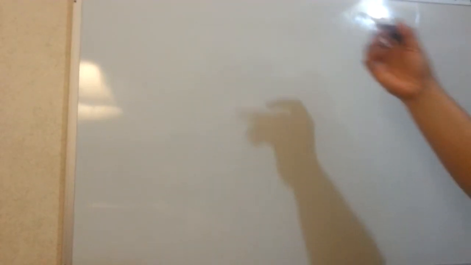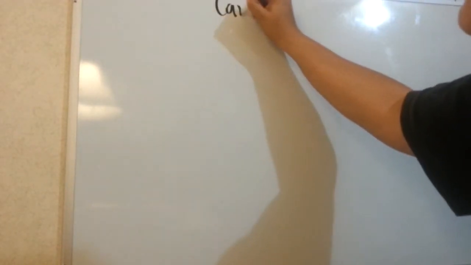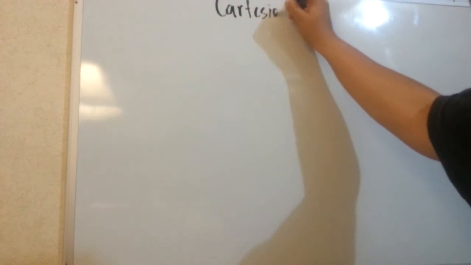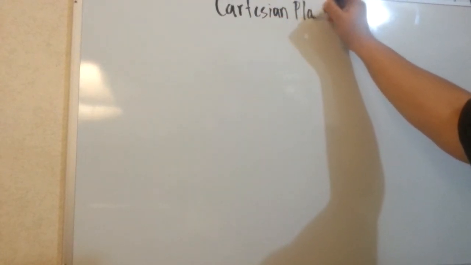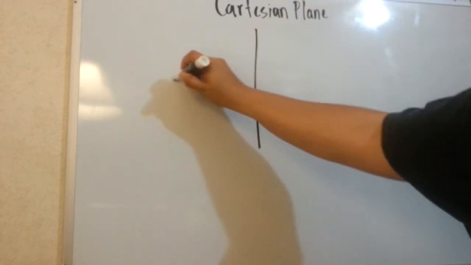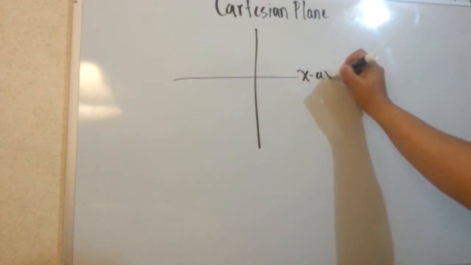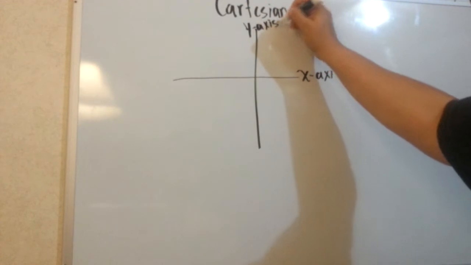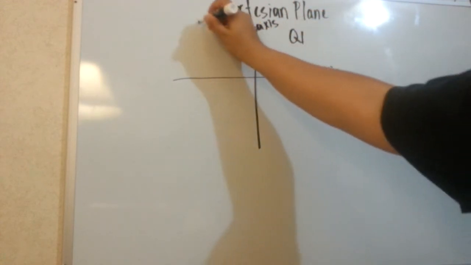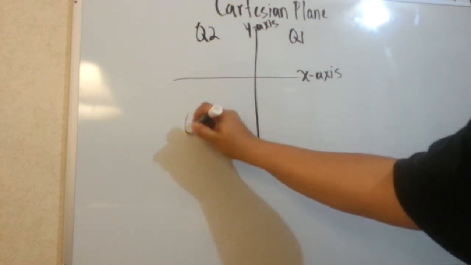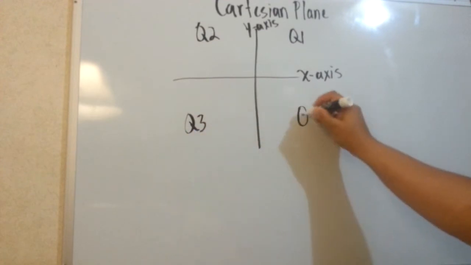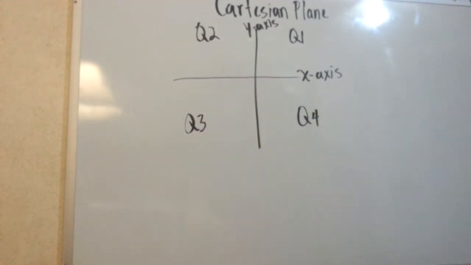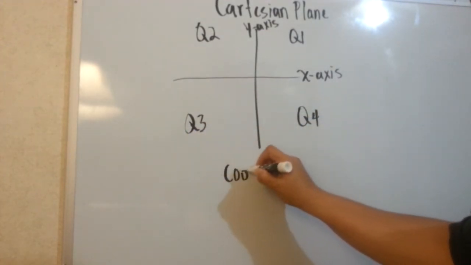Alright, so we're going to work with the Cartesian plane. So let's go over this. We have two axes. This one is the x-axis. This one's the y-axis. This is quadrant 1, quadrant 2, quadrant 3, quadrant 4. And we plot coordinate points.